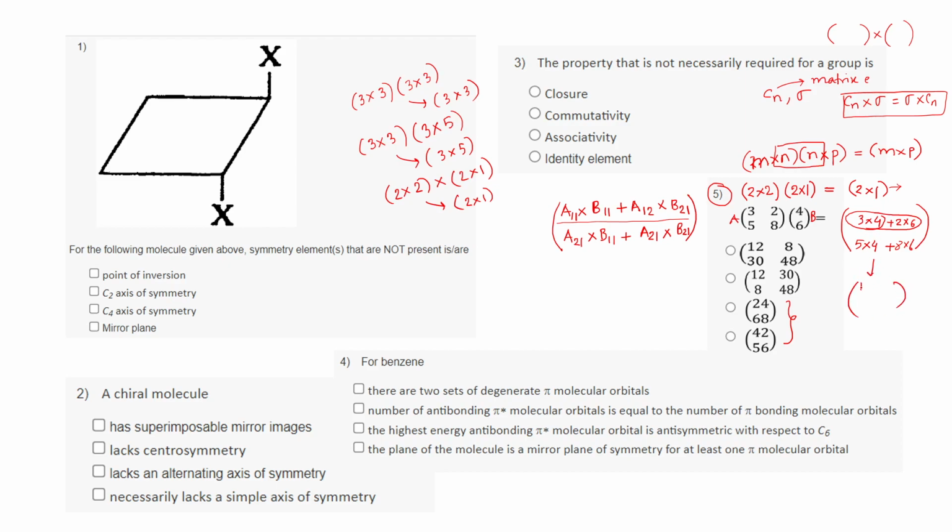So let me get this done. 3 into 4 is 12 plus 12, and here it is 20 plus 48, and you will get option number C. But I have also checked this. When I selected this answer, it showed me wrong, but actually this is the right answer.